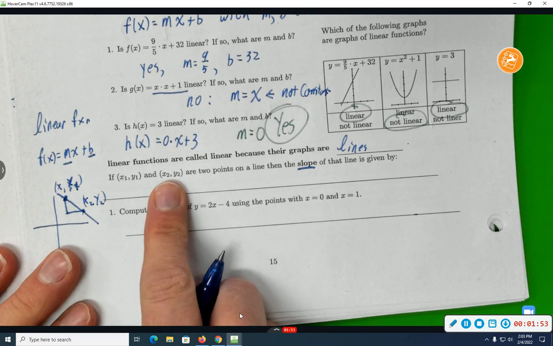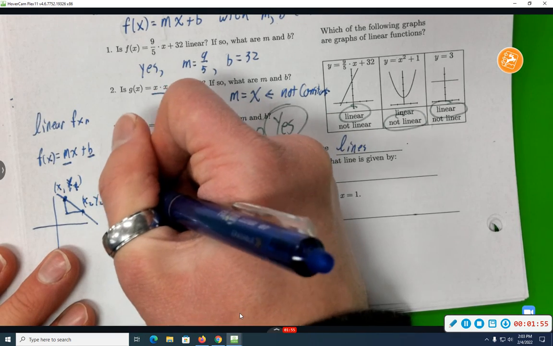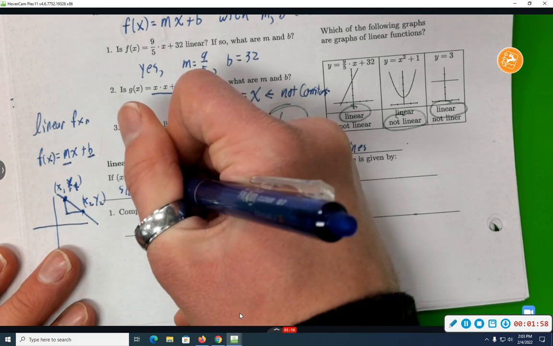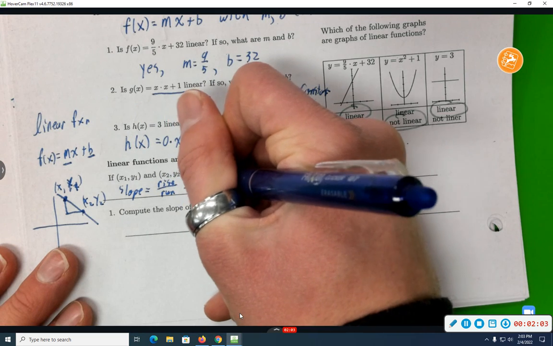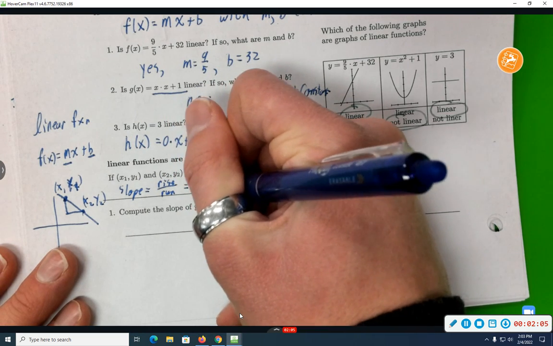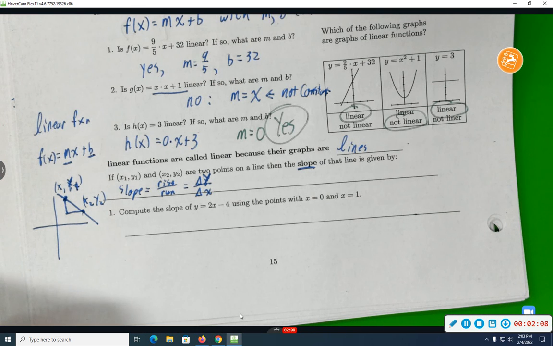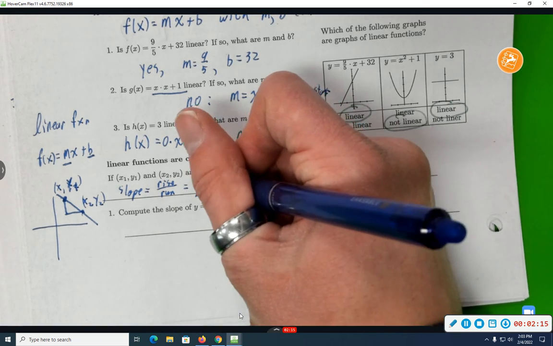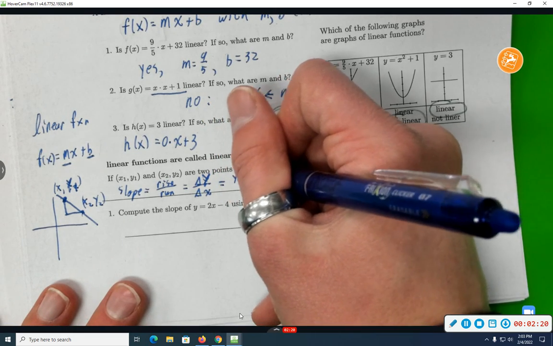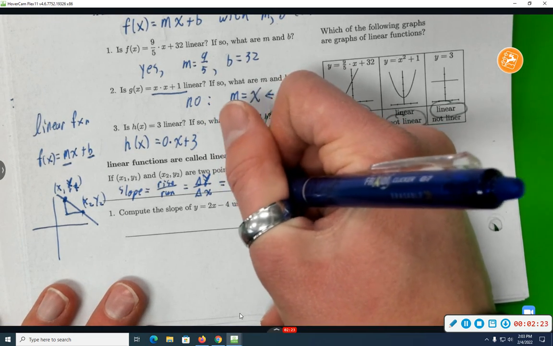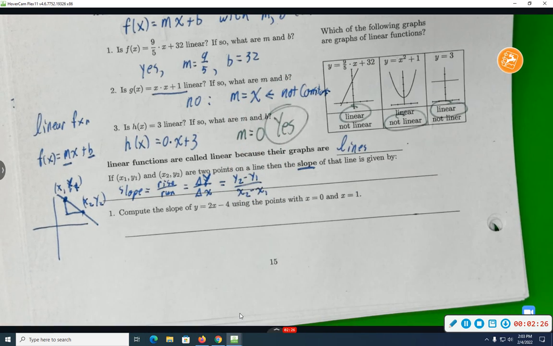So if x1, y1 and x2, y2 are 2 points on a line, then the slope of that line is given by rise over run. If you prefer to write it as delta y over delta x, oftentimes in mathematics or in physics, the symbol delta is used as a shorthand for how much does this thing change. And well, now let's just write it down. It's how much y changes, so I guess that's y2 minus y1 over x2 minus x1. There's how to compute the slope of a line.